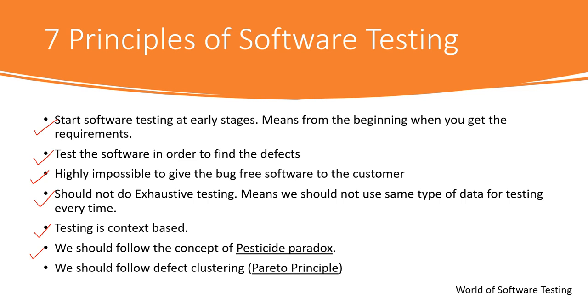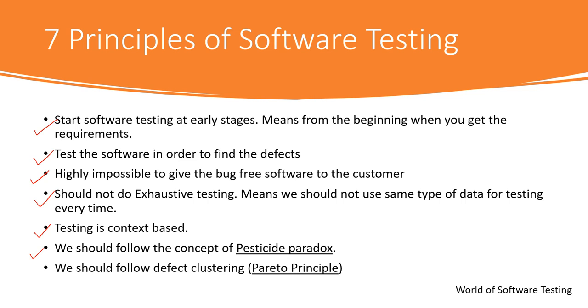If you try running those same cases or test sets for all the releases, then they are not going to find any defects for us. So in order to avoid the pesticide paradox effect, we have to keep updating the test cases in each and every release cycle in order to find more defects, and those test cases need to be regularly reviewed and revised.